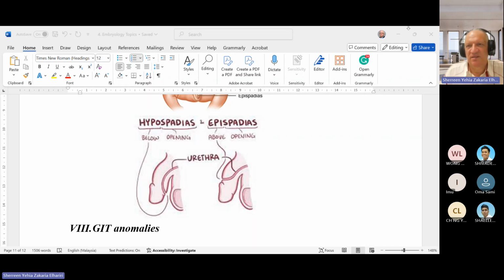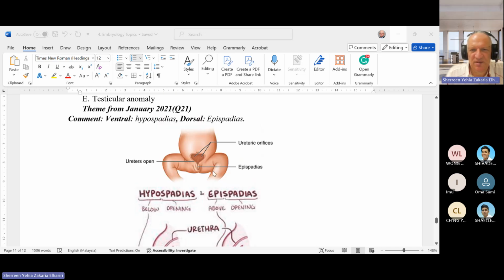Of course, the common one is hypospadias. But if you find a defect in the anterior abdominal wall and the bladder appears, then most probably this patient has epispadias.